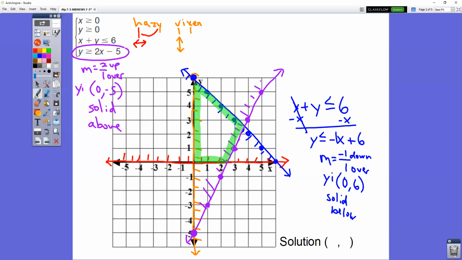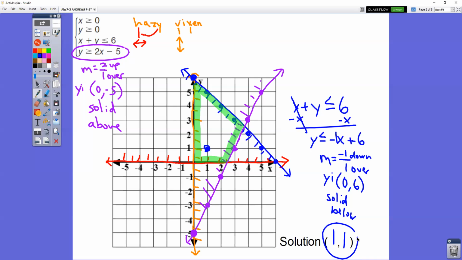So for a possible solution, I could pick this point right here. Make your life easy. I could pick (1, 1), over to 1, up to 1. That's super easy. I could pick any point in that green area. But notice how shading using just those little tiny lines kept the graph nice and neat.